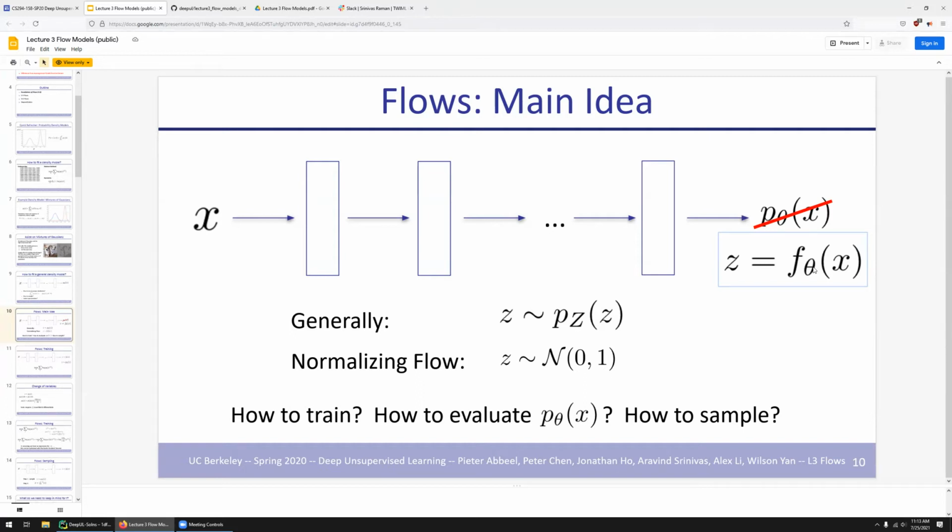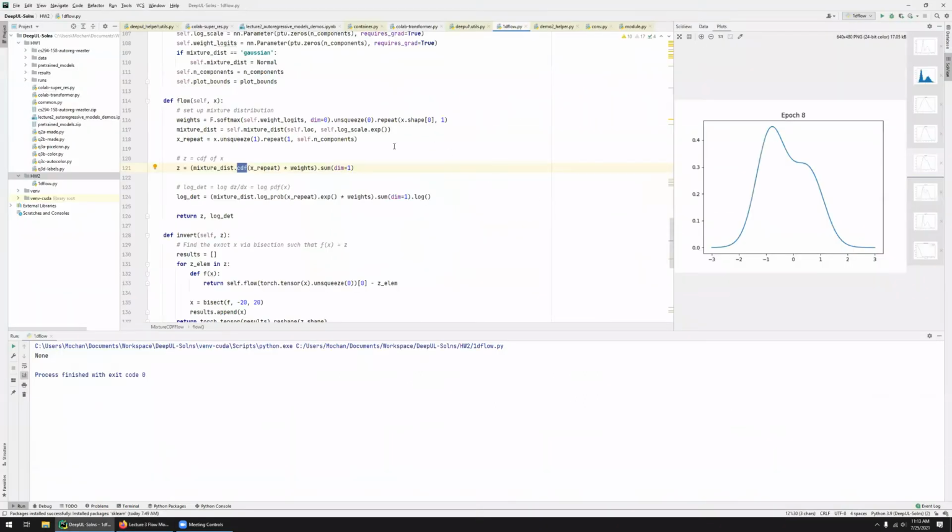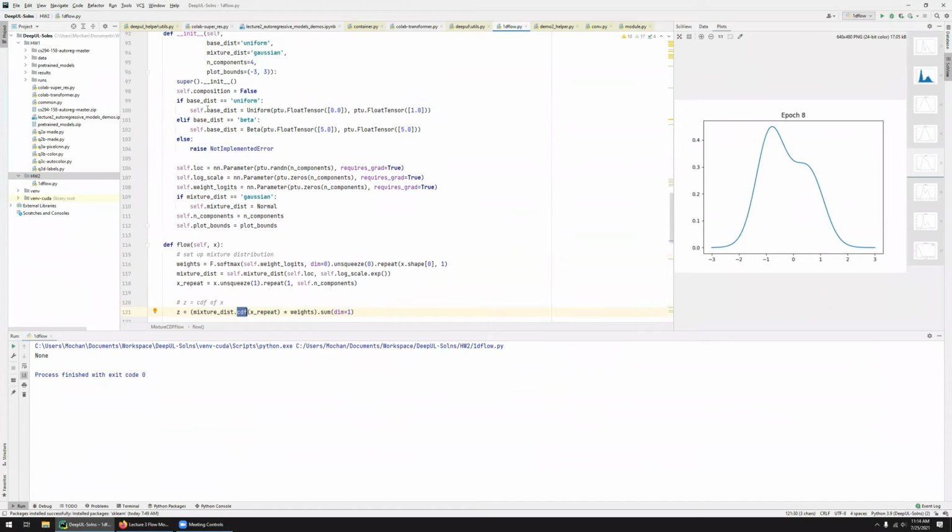Why do you say the flow points the other way? Because it is taking in X and giving out Z and the determinant, yes, in the code. But it doesn't go through any of these boxes. X goes directly into F theta and gives you Z. So I don't know what these boxes are. Maybe it's a single layer. So there are 2 layers. So there's a base distribution, and then the mixer distribution, right? So there's 2 of them.